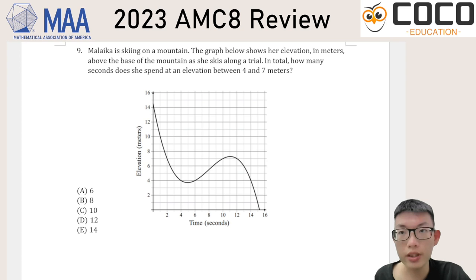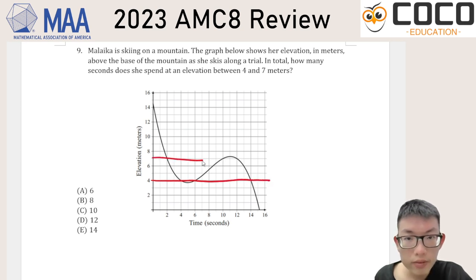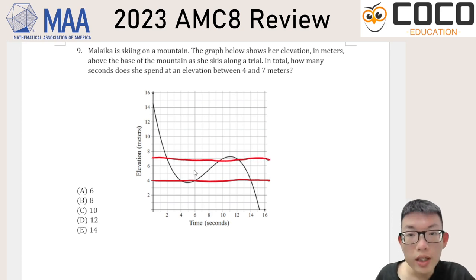Okay, so let's draw a line across. For 4 meters, that would be here. It's already marked out. And 7 meters, that's also marked out here. And so that would correspond to this portion here, this portion here, and this portion here.